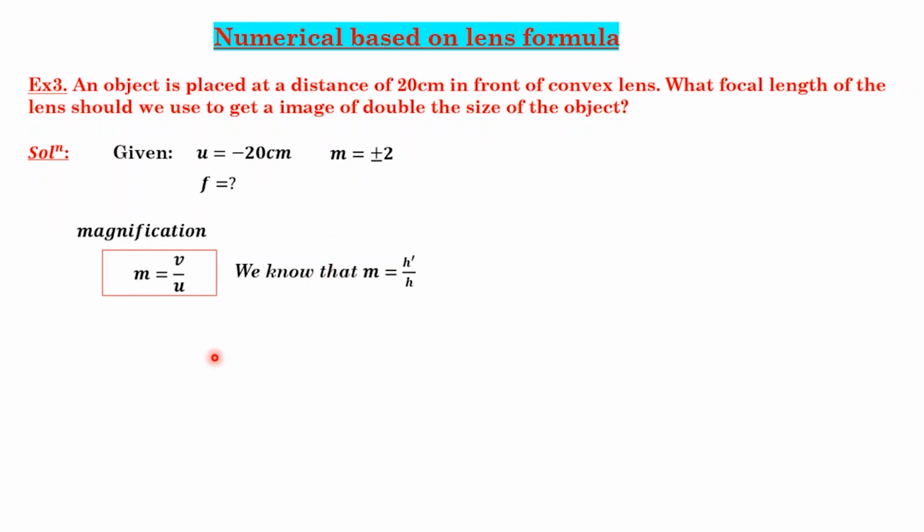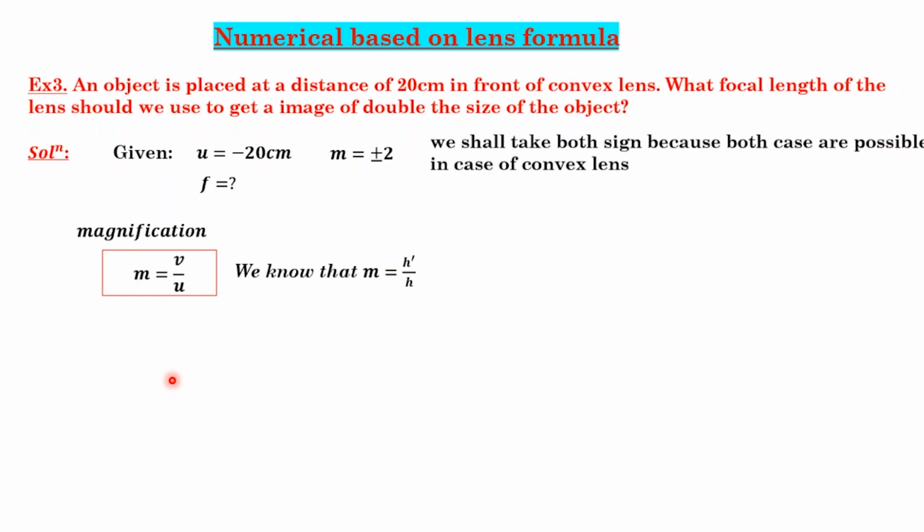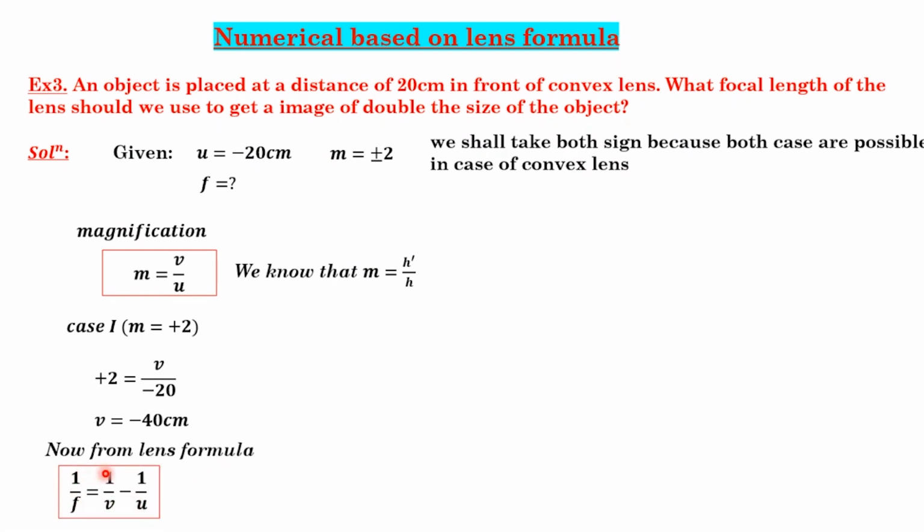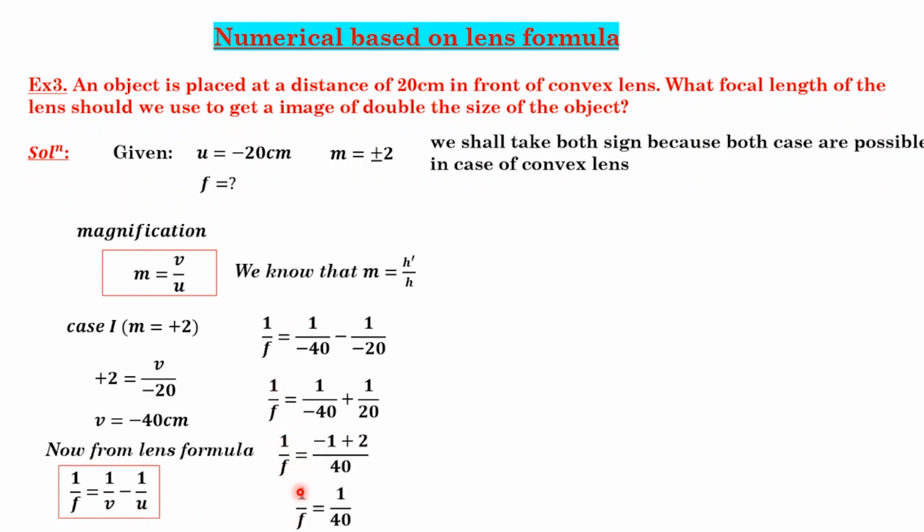Okay, so we will solve this question for two cases. Case 1, when m is positive 2. So put the value of m and the value of u, we will get v is minus 40 centimeter. So we know u and we know v for this magnification. So apply the lens formula, which is 1 upon f is equal to 1 upon v minus 1 upon u. You will get f is equal to 40 centimeter. Okay, this is simple math, that's why I'm fast forwarding it. So f is 40 centimeter.